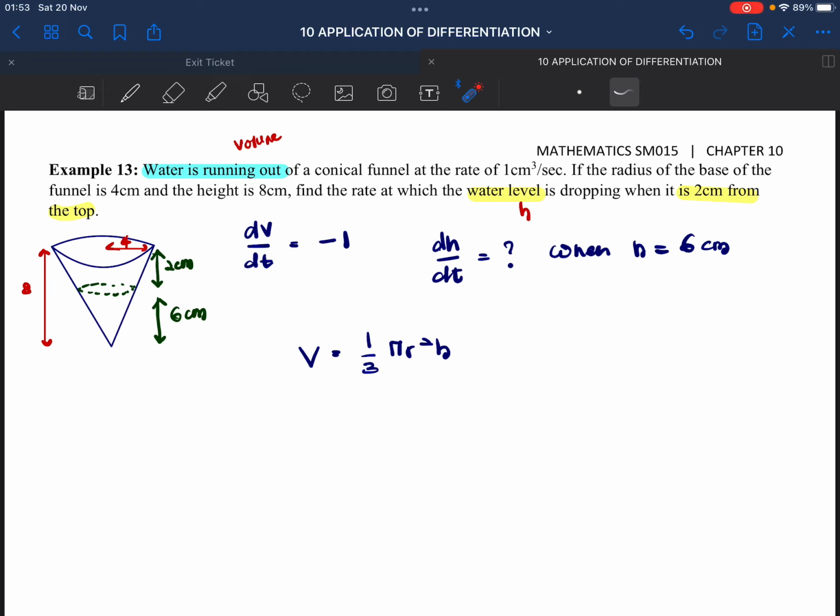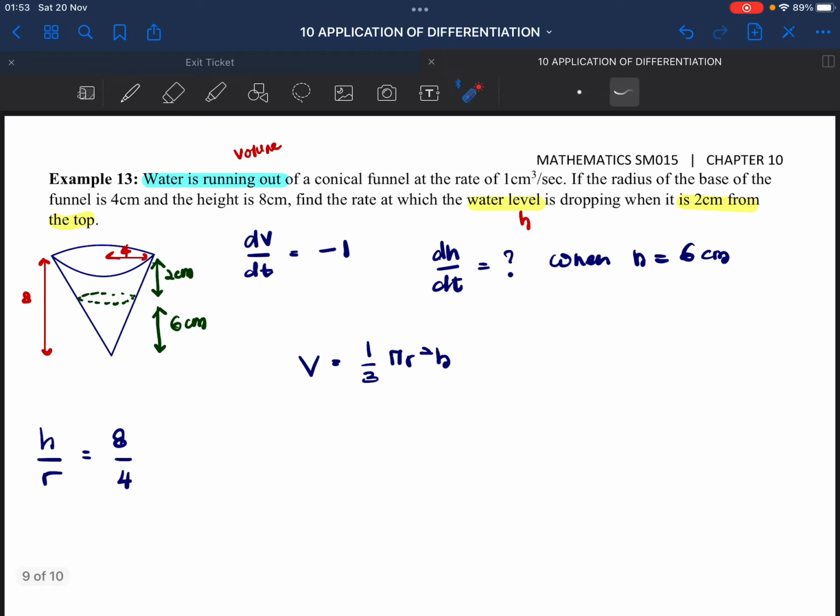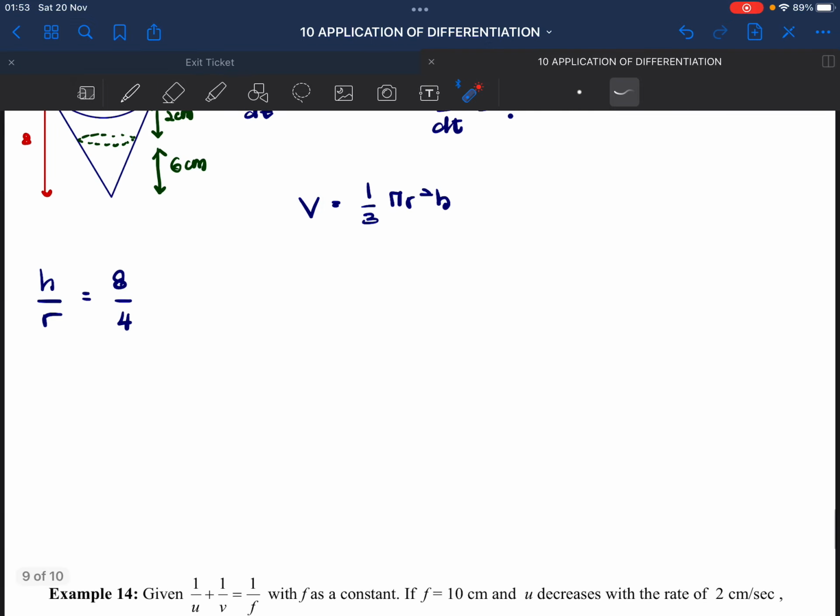So therefore for a cone, you can always write a ratio for h to r. As you see from here, our h is 8, our r is 4. Do you want to make r the subject or h the subject? It depends on the question. The question said dh over dt, you want to find the rate at which the water level changes. So this must be in terms of h. Therefore we make r our subject. So r is equal to 1 over 2 h. We are going to substitute this into here.